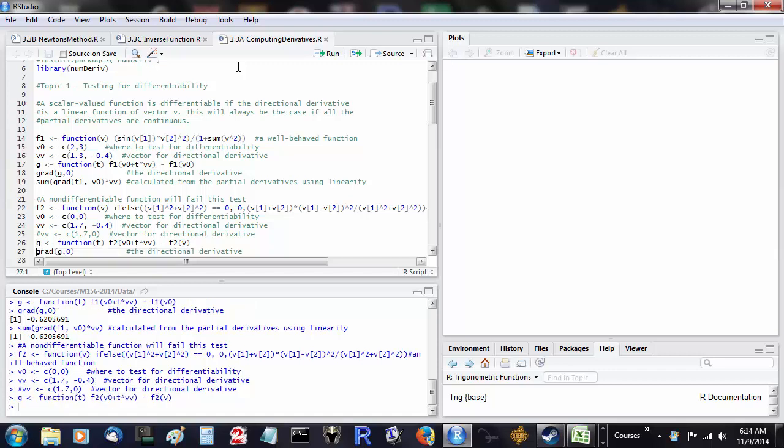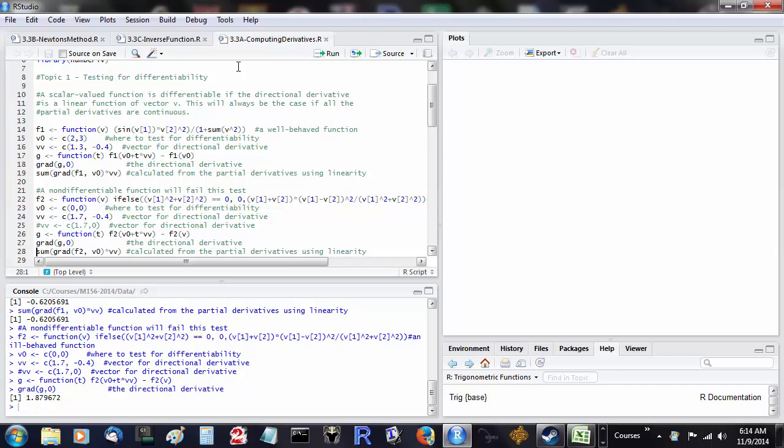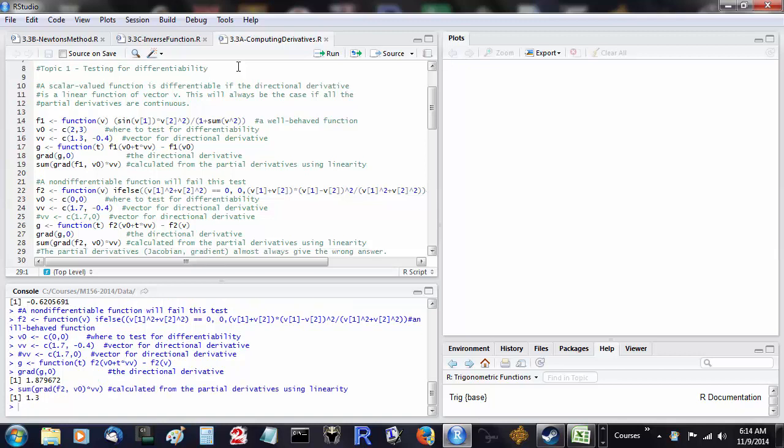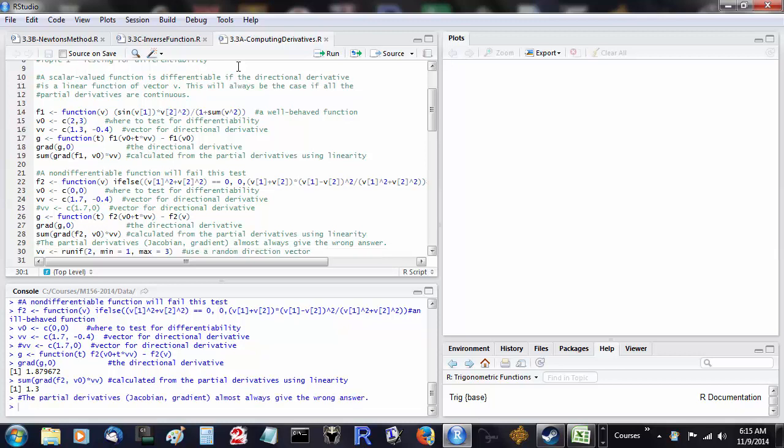Here's the correct calculation of the directional derivative. It gives 1.87. Here is what you get calculating from the partial derivatives. This is assuming that the change in the function is well approximated by a linear function of the directional derivative. It's not, you get quite a different answer. And in fact, in this case, the partial derivatives will give the wrong answer for any direction vector that's not along one of the coordinate axes.